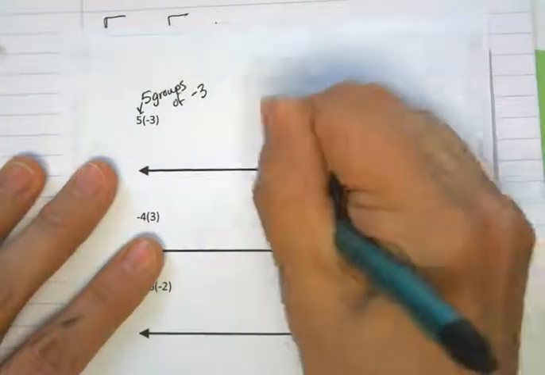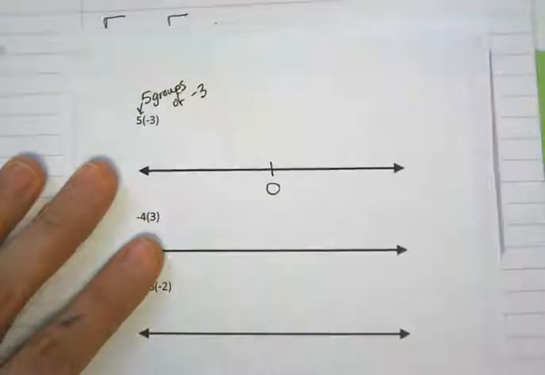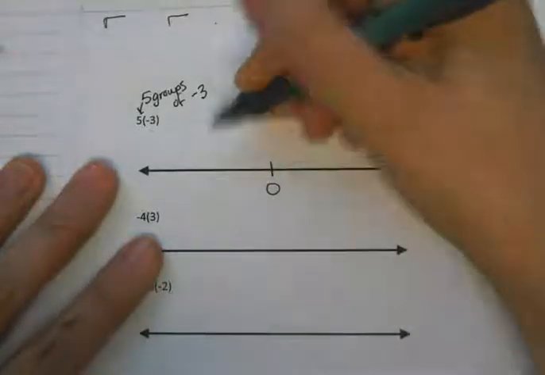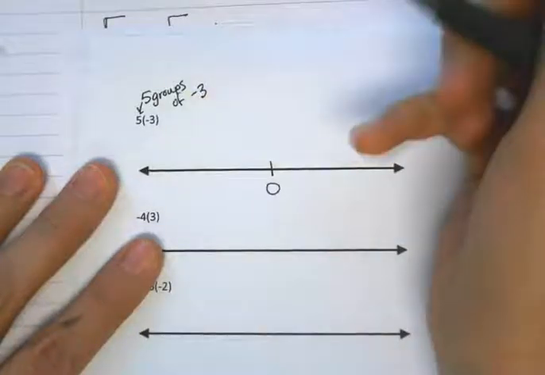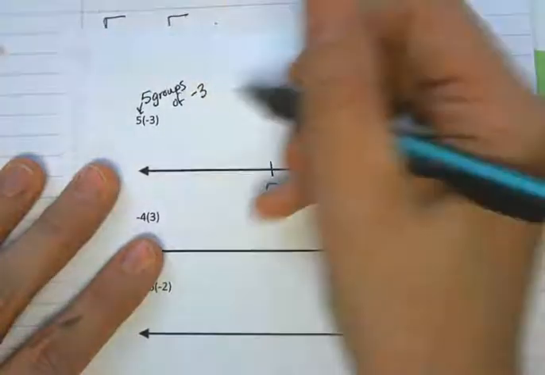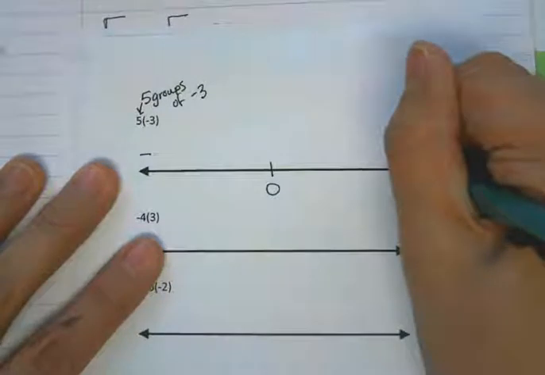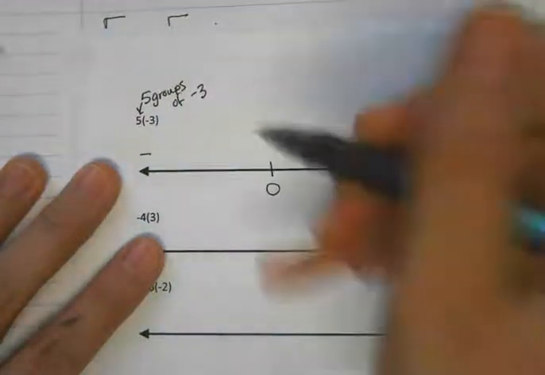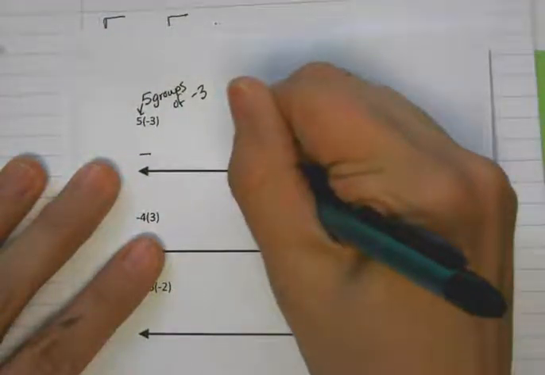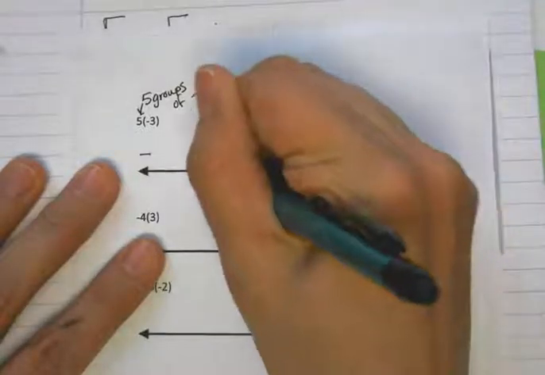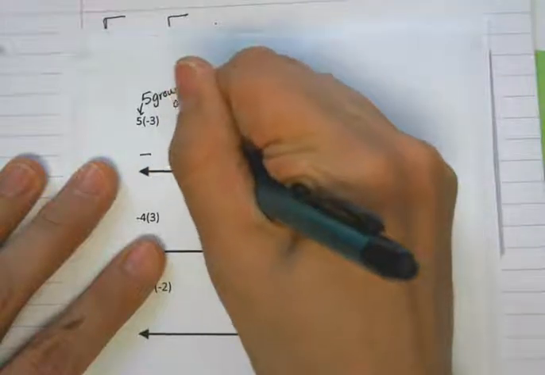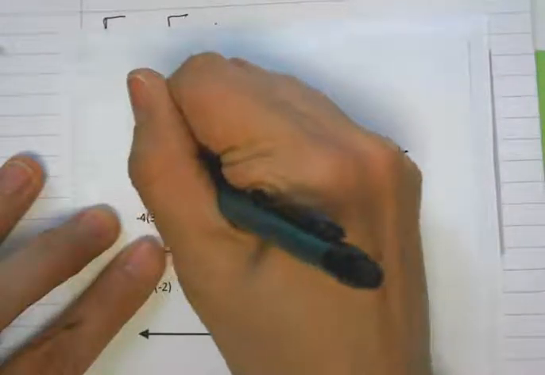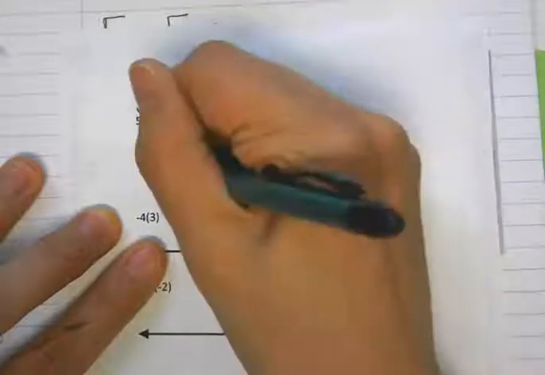So if I start at 0, here's 0. 0 can be in the middle, it can be to the right, it can be to the left, any way you want to, but 0 is where I want to start. And I need 5 groups of 3 negatives. Well, I know that the negative direction is to the left and the positive direction is to the right. So I'm going to start and go negative 3, 2 groups of negative 3, 3 groups of negative 3, 4 groups of negative 3, 5 groups of negative 3.